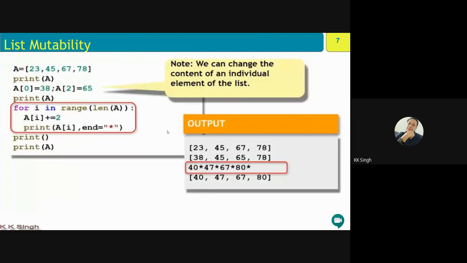Okay, and over here you will observe that the notation of the list, which is the square brackets, is not printed here along with this output. But when you say print A, it will print the entire list in square brackets. Okay, now next.